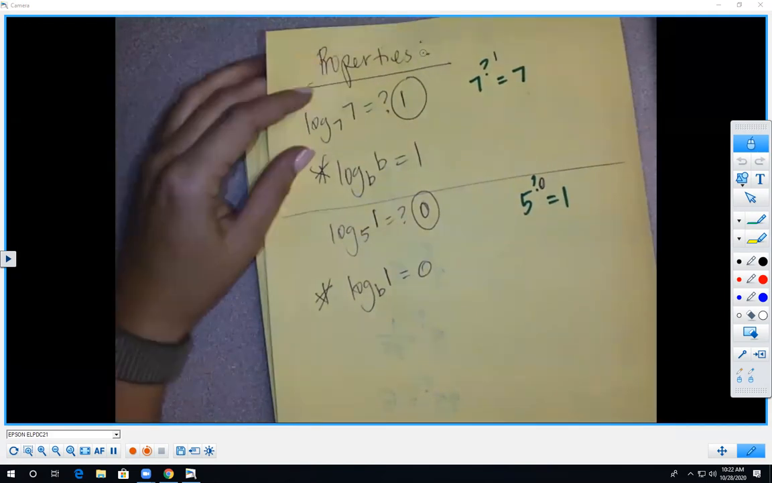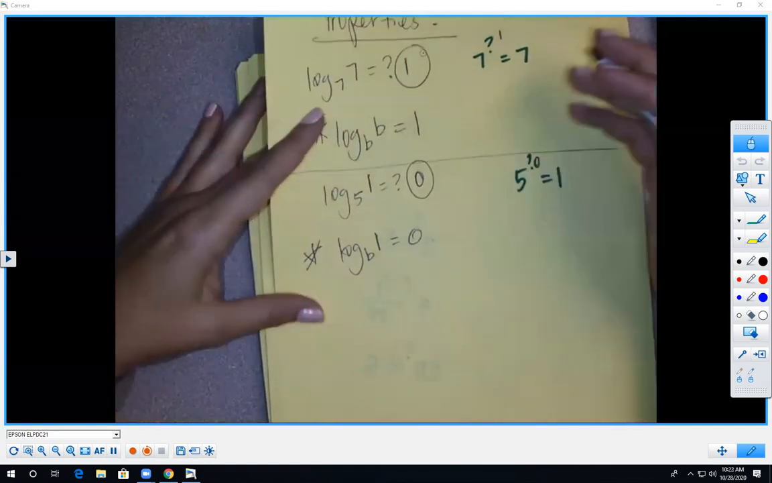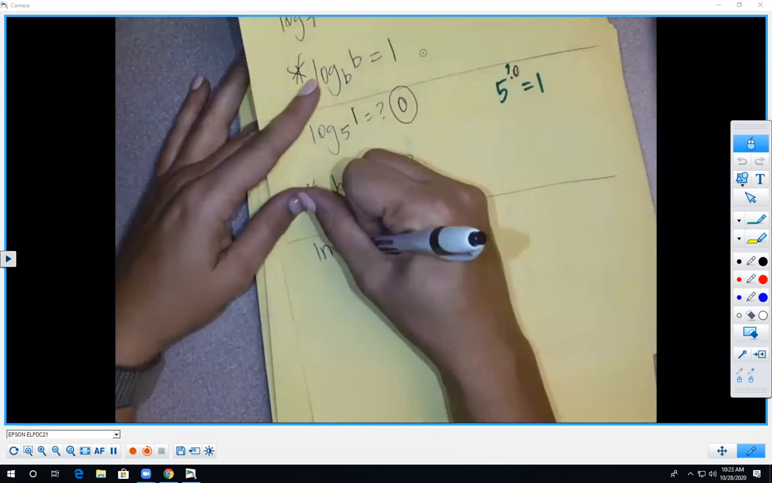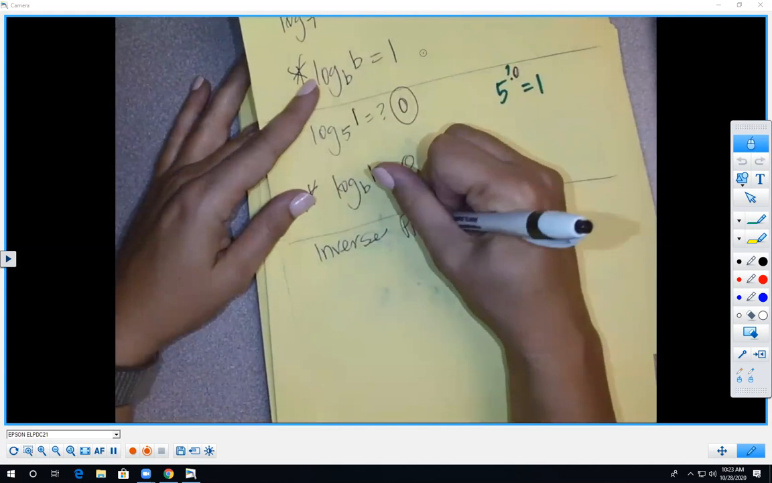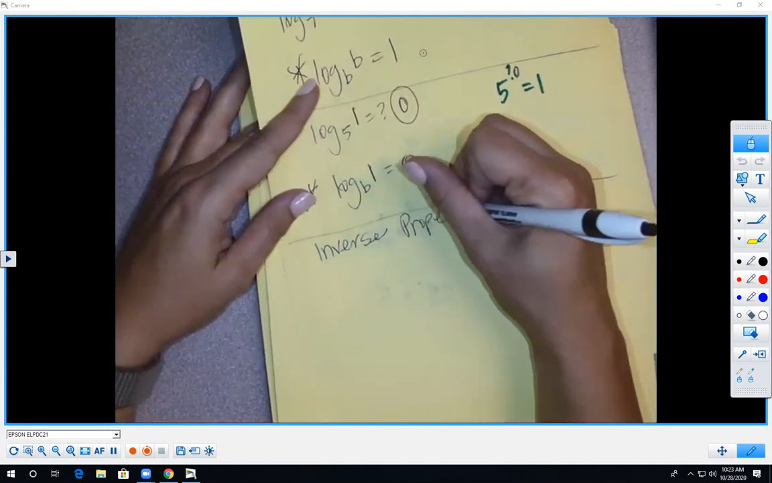Okay, there are two other properties. These are the most common that you're seeing. Two other ones, these are called inverse properties. When we start solving equations with logarithms, these will come in handy then.